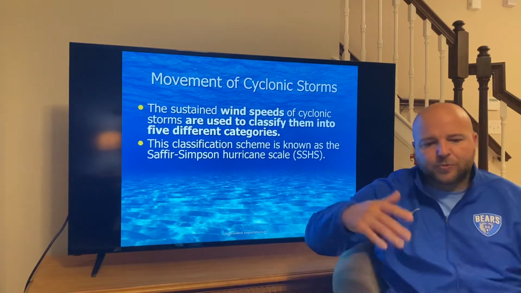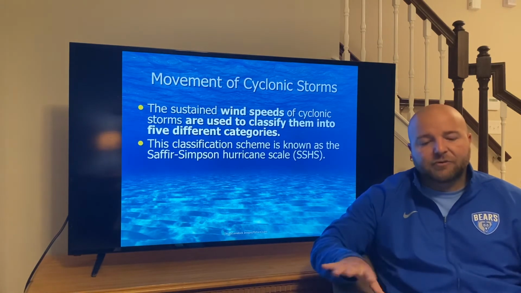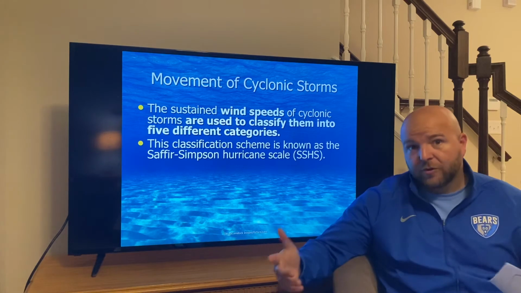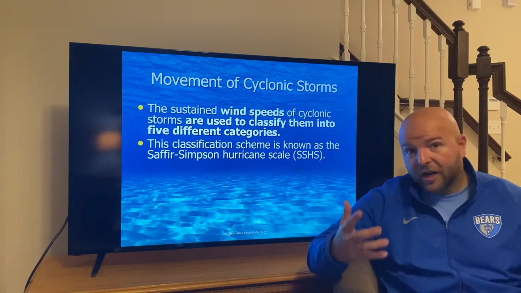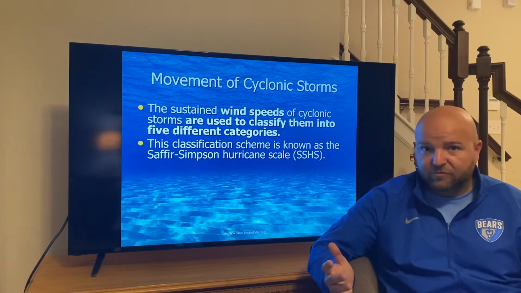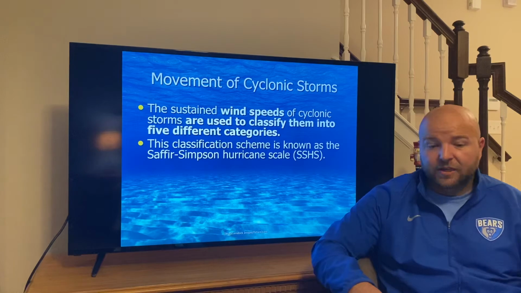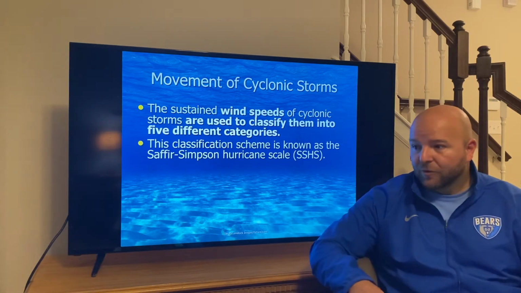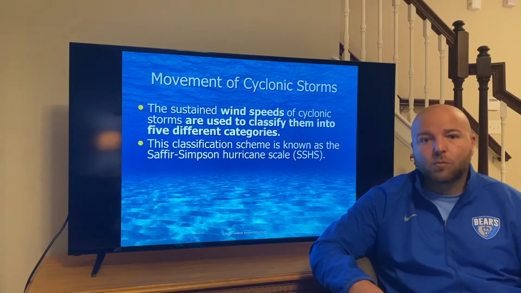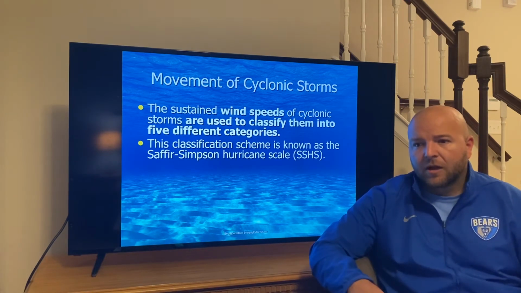The sustained wind speeds of a cyclone can be classified into 5 different categories. You're probably familiar with those categories in terms of the hurricanes that come through. We're probably familiar with the terms Cat 1, Cat 2, Cat 3. Occasionally we see a 4 and 5. Seems like more often we're seeing that. Really, we're seeing more storms than normal, not necessarily an increase in the wind speeds.